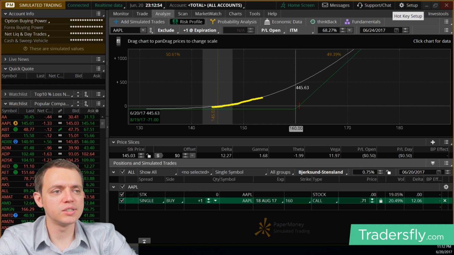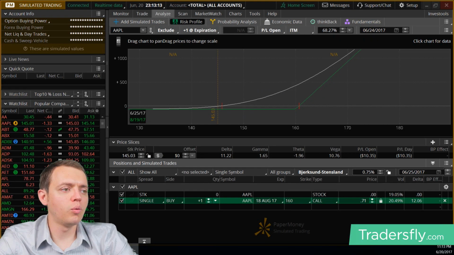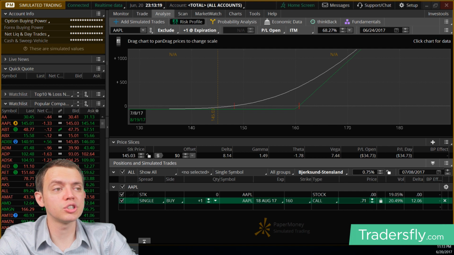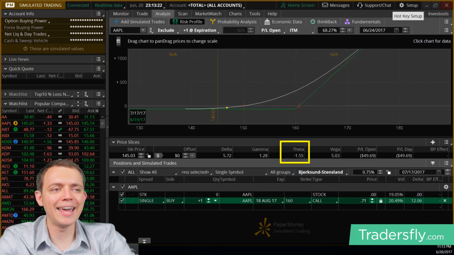So again, what is this white line right here? Well, that is current, today. The green line is at expiration. So we have that expiration graph that we talked about. If I move the time forward, here's our theoretical time value, and you can see that white line gets closer to the green line. And with time, I actually lose, this is the Greeks, the theta, about $1 per day as that stock stands still.